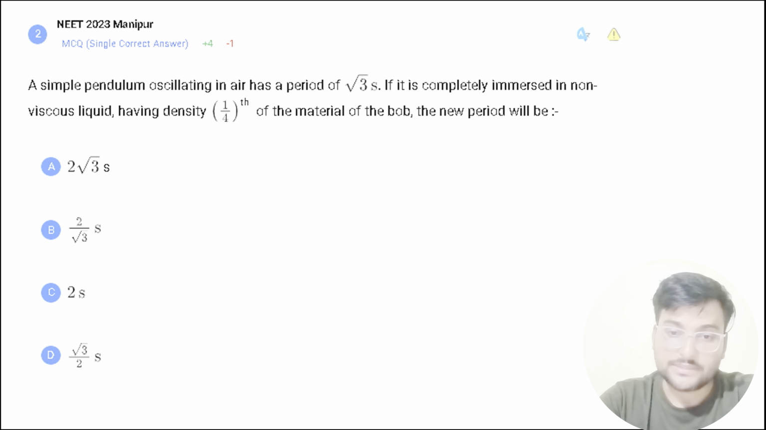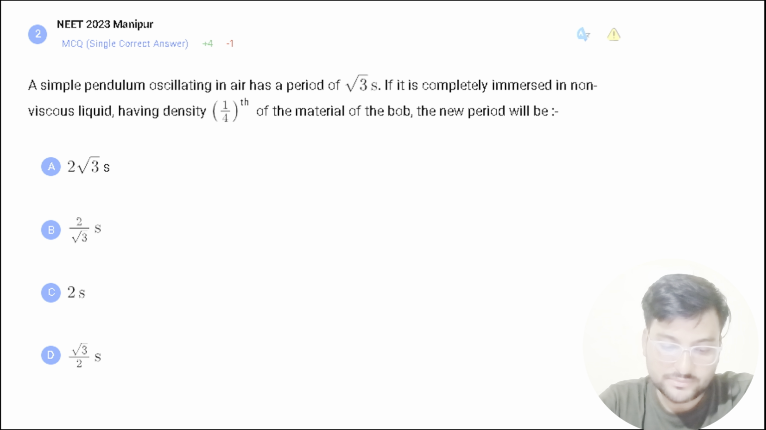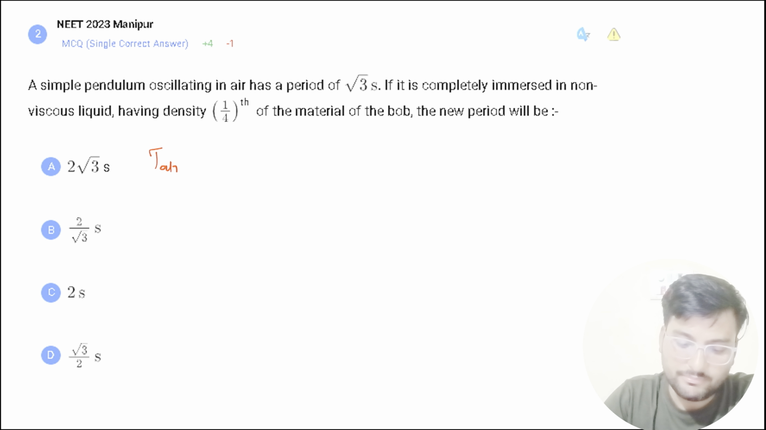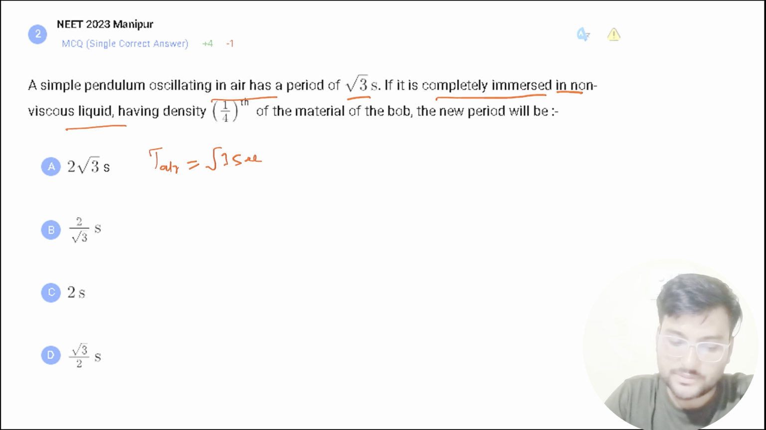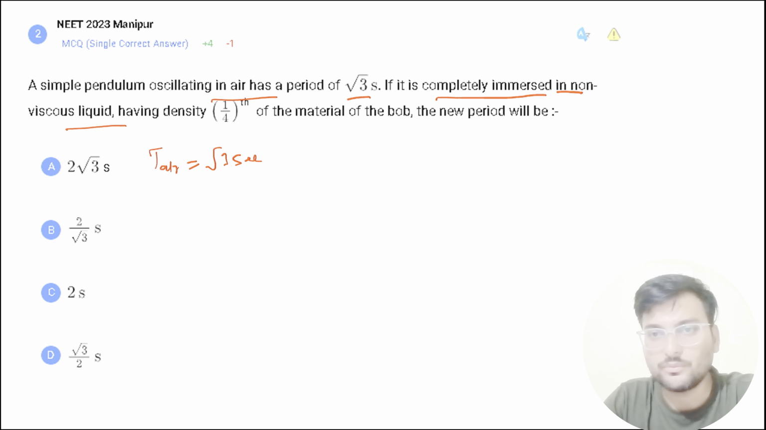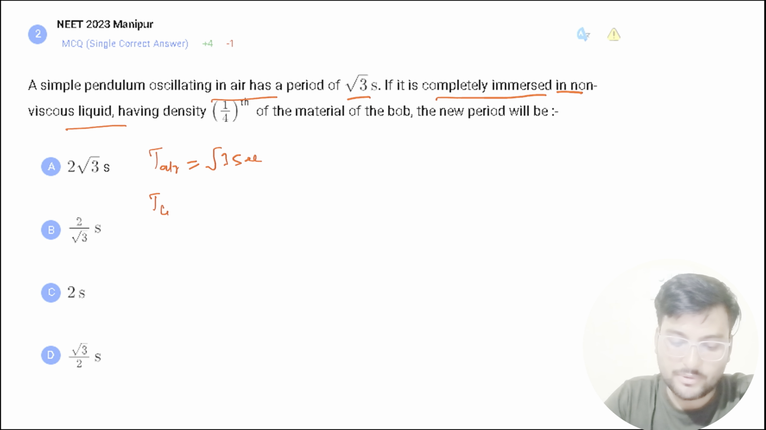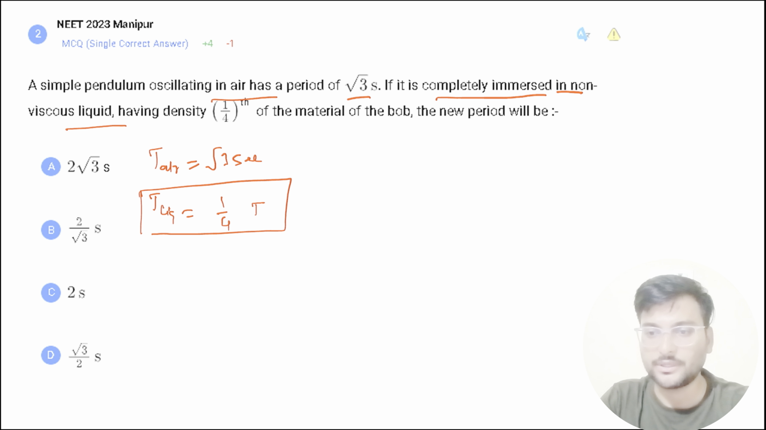Now the next question, asked in 2023 in the Manipur examination. This type of question is also very similar to this. They say that the time period in air is equal to root 3 seconds. They immerse the bob into a liquid, so that the time period of the liquid becomes 1/4 of the initial time period. It means root 3, right?